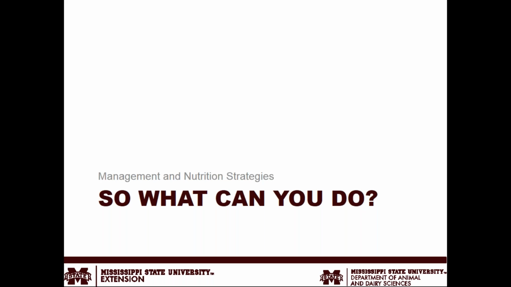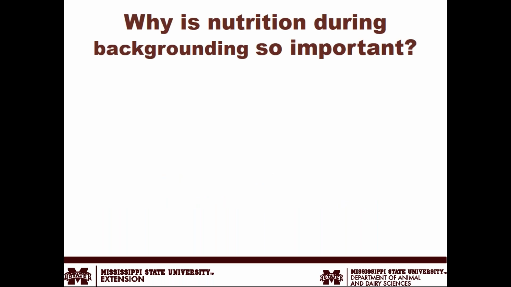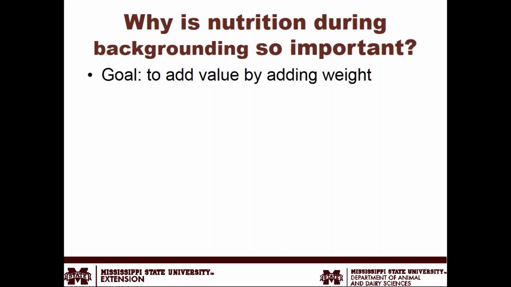So the reason that I bring this up is that's why the backgrounding phase is so important: we got those cattle prepared to thrive whenever they got to the feed yard. So those first little bit of time when those cattle get started on the feed and get to the feed yard is something that's really key. And that's where a lot of that lost performance and lost revenue that I mentioned early on is going to start. So what can you do in terms of management and nutrition strategies to make sure that those calves are ready to thrive?